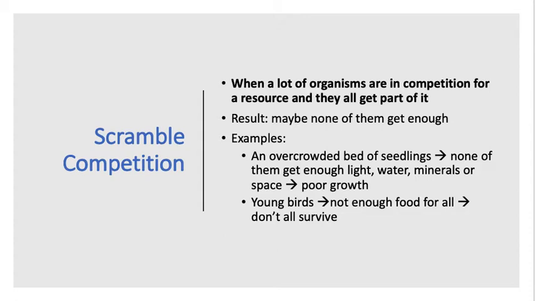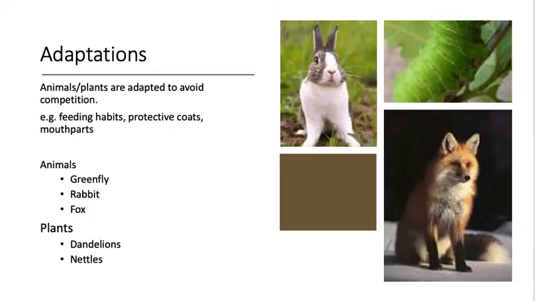Now, how can your animals and plants deal with this competition or give themselves an edge? Well, generally they do that by adaptations. Animals and plants are adapted to avoid competition or to give themselves a benefit in competition. They can be adapted by their feeding habit, by having protective coats or adapted mouth parts. Just an example on that, adapted mouth parts that you may be familiar with would be on the Galapagos Islands.